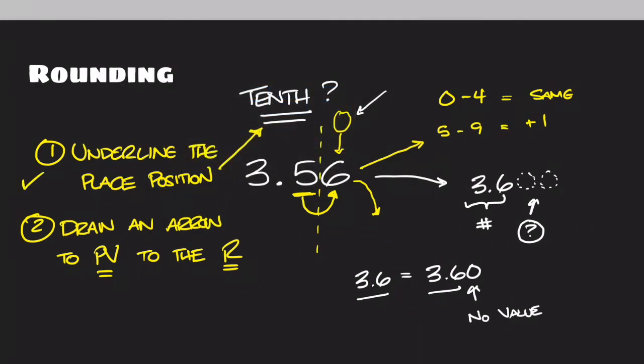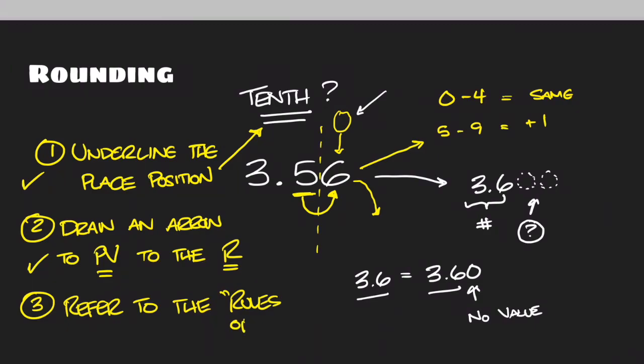So we do this first. I'm going to underline it. Then I'm going to draw an arrow. And then the third thing, I'm going to refer to what we'll call the rules of rounding, which are these guys. So you should know those. 0 to 4 is going to stay the same. 5 to 9, we're going to add one more to that underlined place. Those are 3 quick steps on how to round.